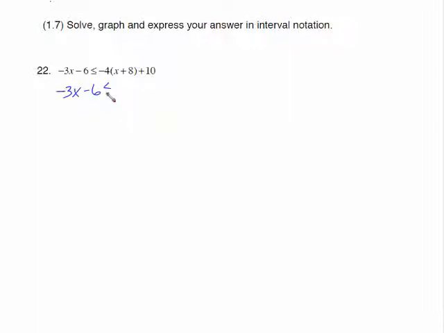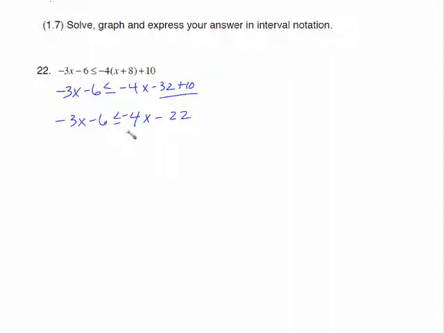So that stays the same. Here, distribute the negative: 4x minus 32 plus 10. Combine your like terms here. Left side staying as is. Negative 32 plus 10 is negative 22.